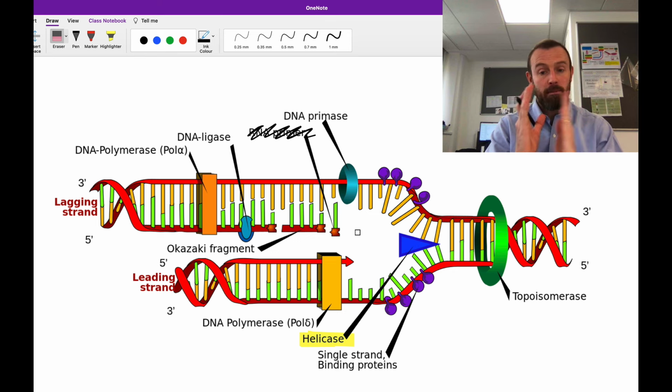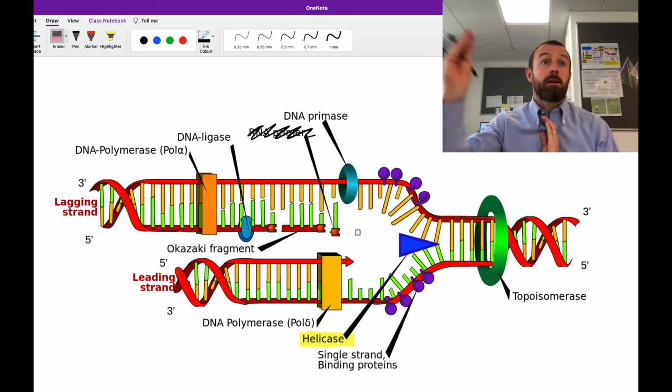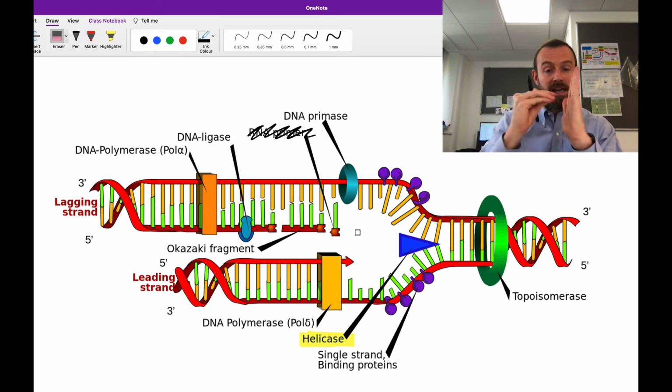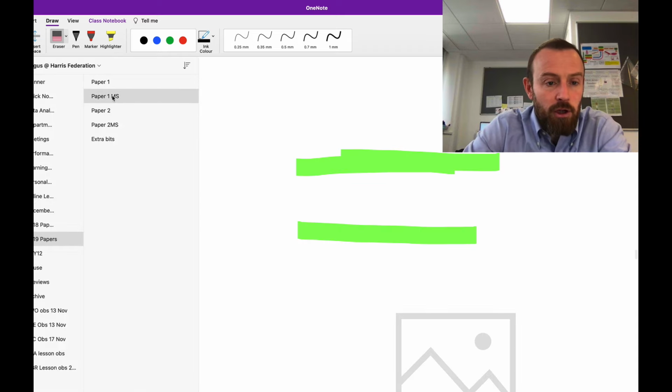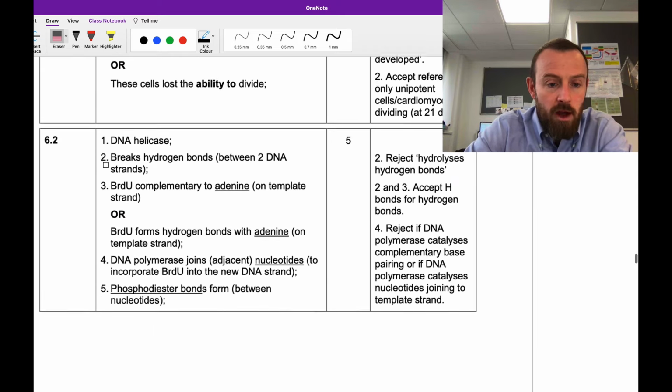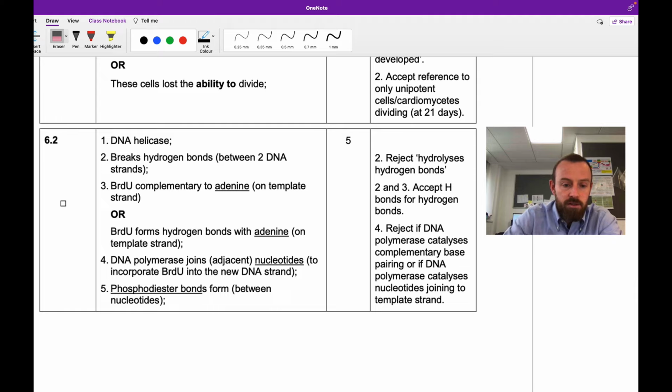T and A normally bind, but in this case it's going to be BRDU lining up opposite A, and then the DNA polymerase enzyme will join that to the backbone. Okay, so let's have a look at the mark scheme and see what they're wanting from us. Are there any more marks?